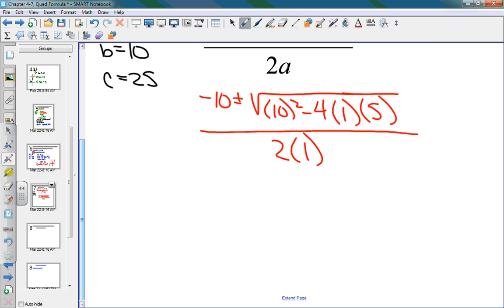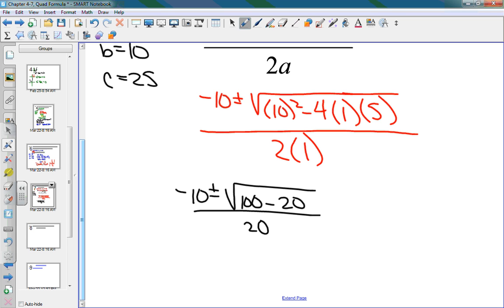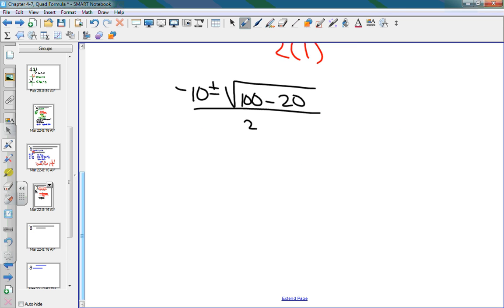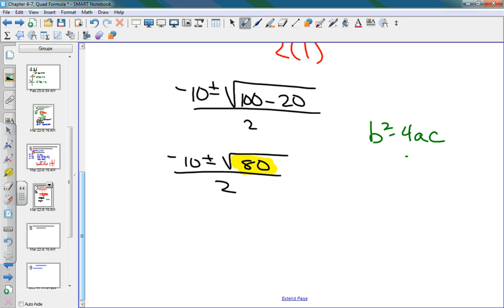So all you're going to do here is simply calculate. Bring the negative 10 down, plus or minus. 10 squared is 100, minus 4 times 5 is 20, all over 2. So I have negative 10 plus or minus 100 minus 20 gives me 80, all over 2. And I'm going to freeze, because this number tells me something. B squared minus 4ac, that's going to give me 80. 80 compared to 0 is what?